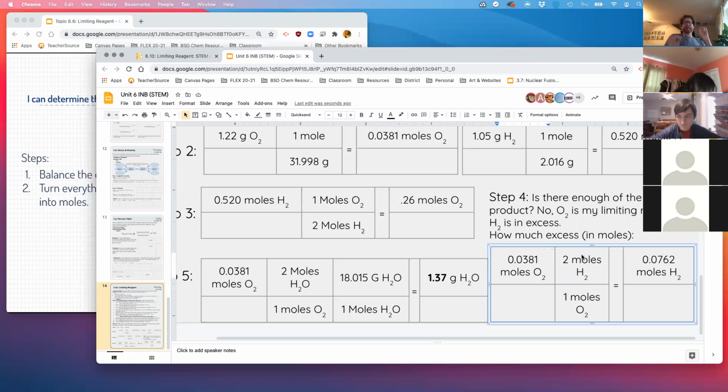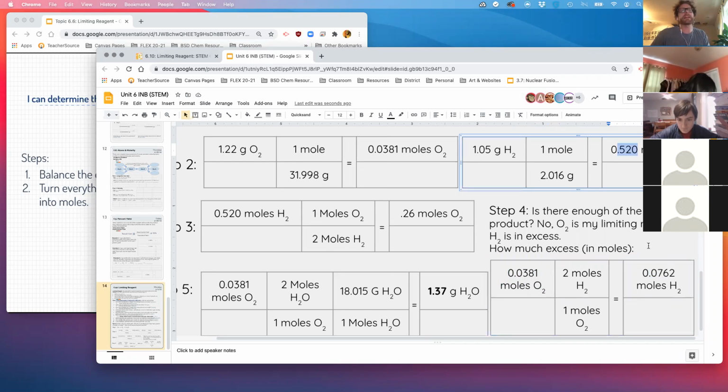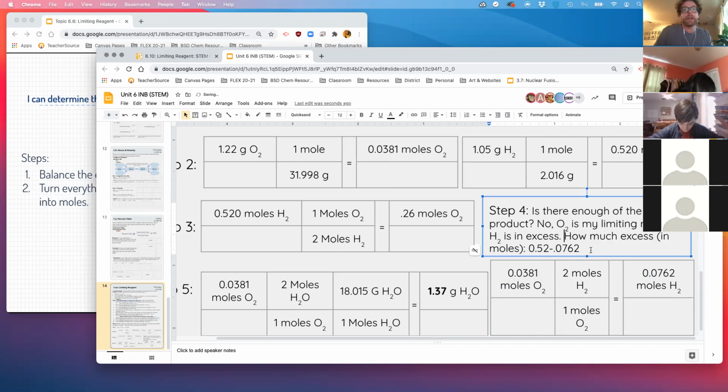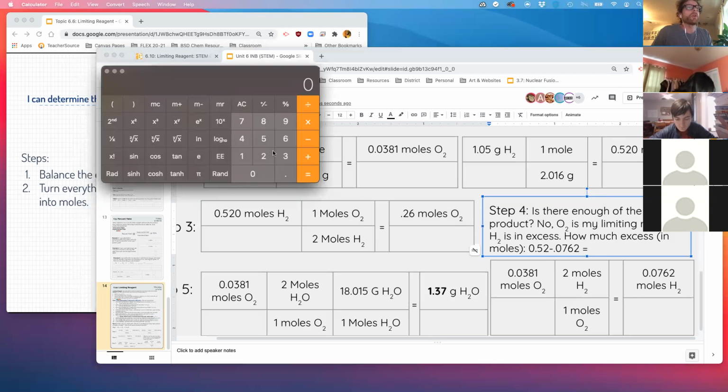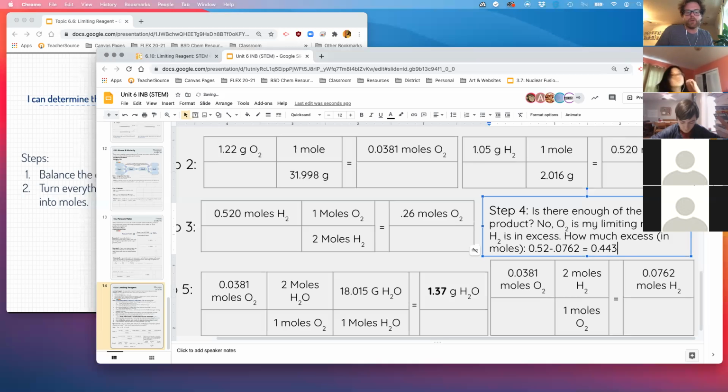So what I did here is to determine how much excess I have. I said, listen, I know my oxygen is going to be the limiting reagent. Let's turn that from moles of oxygen into moles of hydrogen gas. And that's how much I really need. But how much do I have? Oh my gosh, I have plenty. I have excess. So it's 0.52 minus 0.0762, and I get 0.4438 moles of H2.